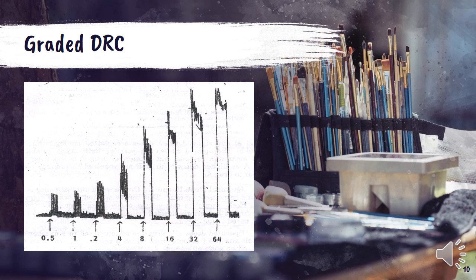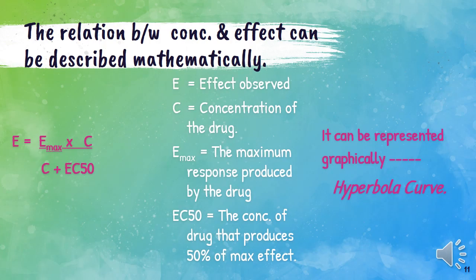potential effect. So the relation between concentration and effect can be described mathematically. E = Emax × C / (C + EC50), where E is the effect observed. What are we observing? Of course, the drug's effect after giving a specific dose. C is the concentration of the drug, Emax is the maximum response produced by the drug, and EC50 is the concentration of drug that produces 50% of the maximum effect.